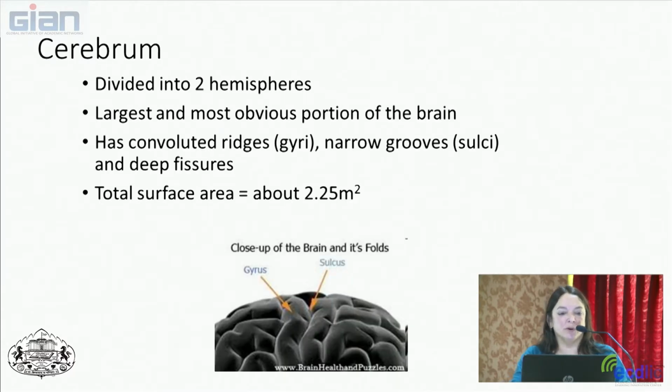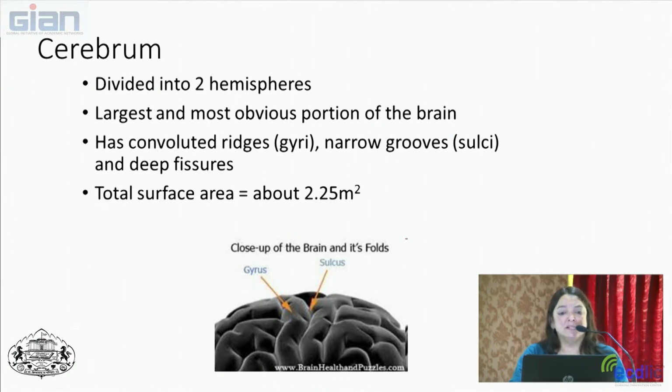Okay, the cerebrum is divided into 2 hemispheres. It's the left hemisphere and the right hemisphere. So you could slice it down the middle, and those would be the 2 hemispheres of the brain. The 2 hemispheres actually are separate from each other, and they're connected in the middle by what's called the corpus callosum, which is a large mass of white matter that connects the 2.